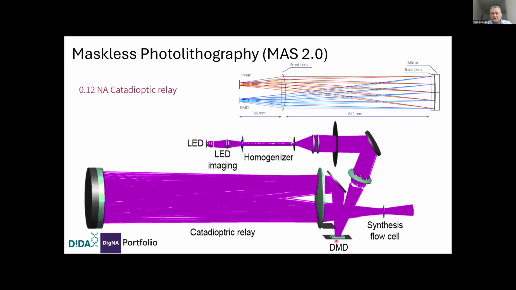In this case, ours has 2.1 million mirrors. The mirrors have two positions: one is an on position, one is an off position. The mirrors in the off position direct light to a black surface, where the photons get absorbed and turned into heat. The light from the on mirrors bounces off this mirror, goes to the first lens, then the second lens, and reflects off this spherical mirror, then back to the second lens, and then to the first lens, and is then imaged onto a flow cell where we do the chemistry.